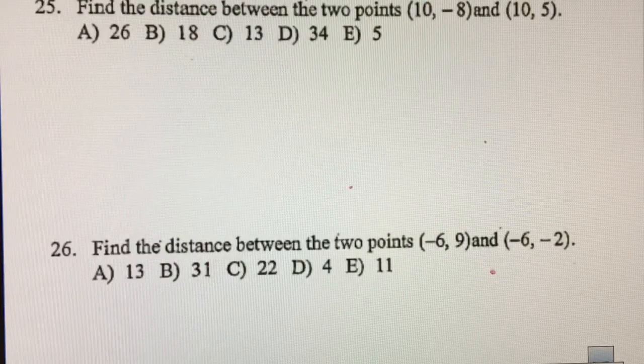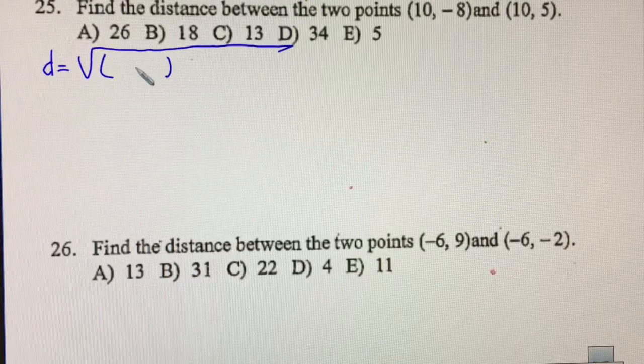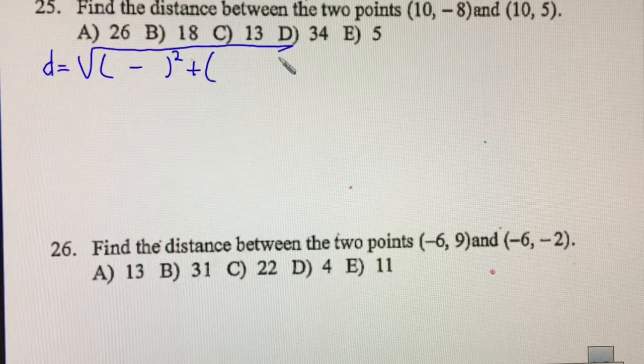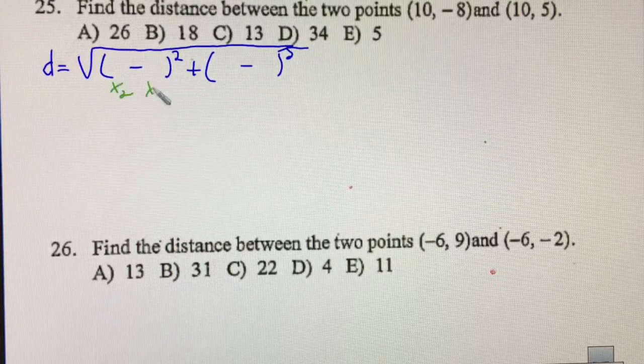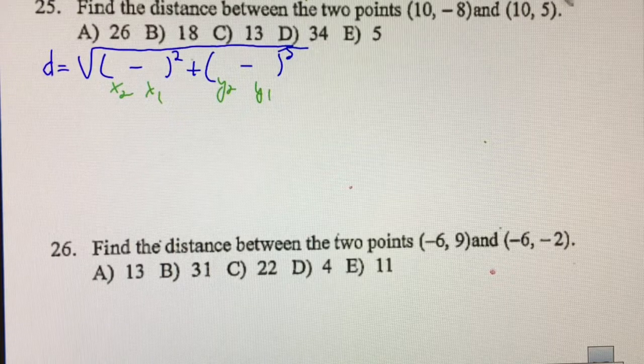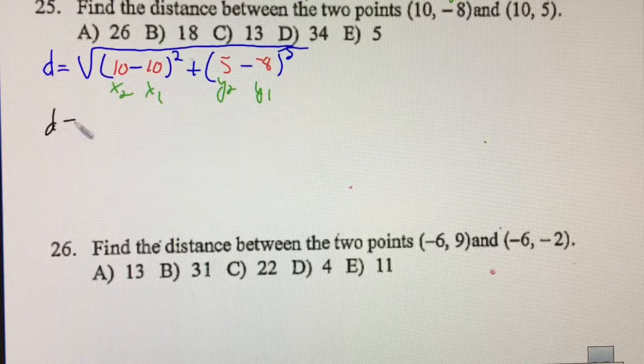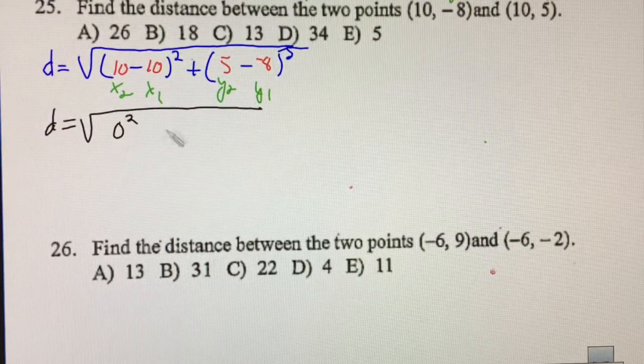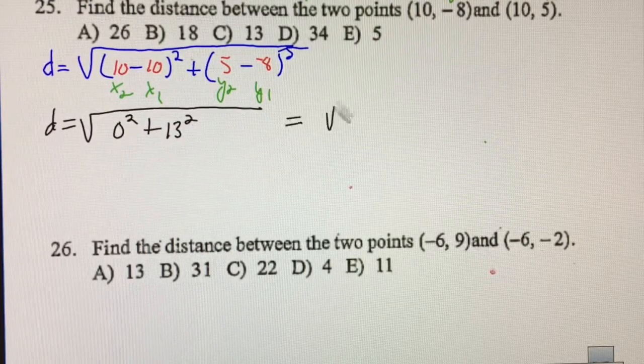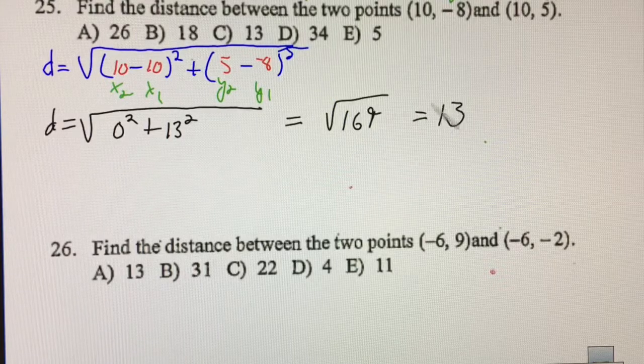Distance between 2 points, I'm going to use the distance formula. I'm going to subtract 2 quantities, square them, and then add the square of the other 2 quantities, subtracted. It's usually the x's here, x sub 2 minus x sub 1, and y sub 2 minus y sub 1. So this would be my x1, my y1, my x2, my y2. And I'll plug those in. So 10 minus 10, well, that's going to give me 0. And then 5 minus negative 8. The distance is going to equal the square root of 0 squared plus 13 squared, which equals the square root of 169. And that would just equal 13.